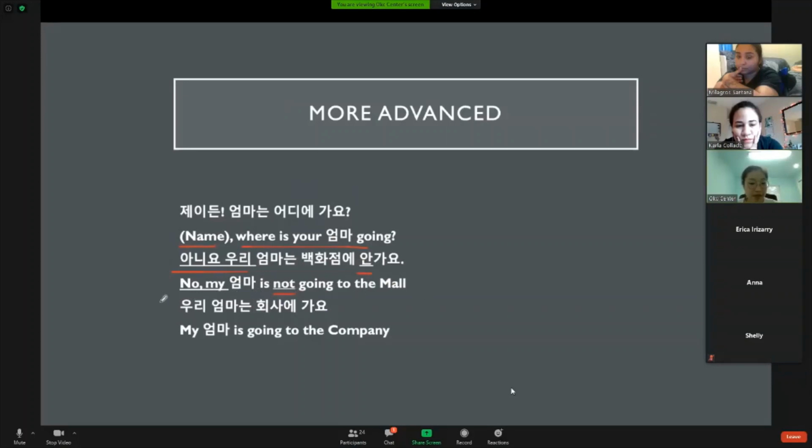And then if you want to say where she's going, since she's not going to the mall, you can add where she's going: 우리 엄마는 회사에 가요. So in English, it's like, no, my mom is not going to the mall. My mom is going to the company. You can say it in Korean too: 아니요, 우리 엄마는 백화점에 안 가요. 우리 엄마는 회사에 가요. Can you repeat after me?